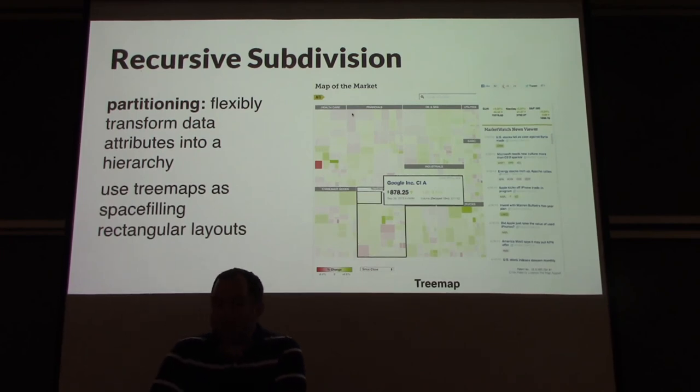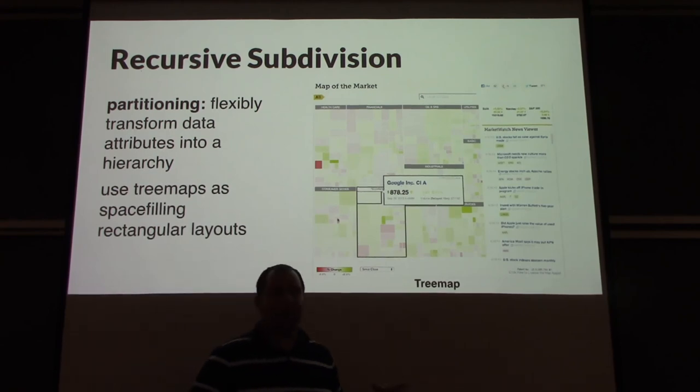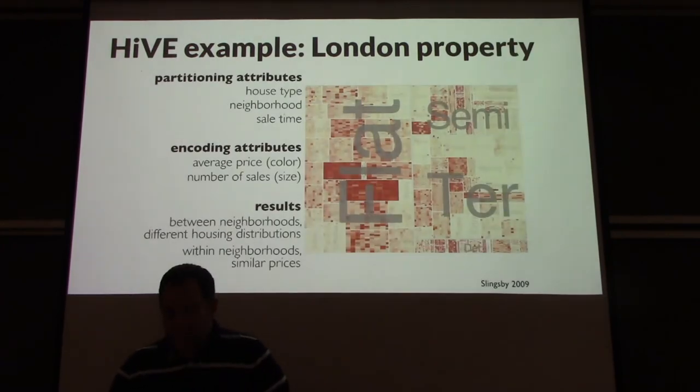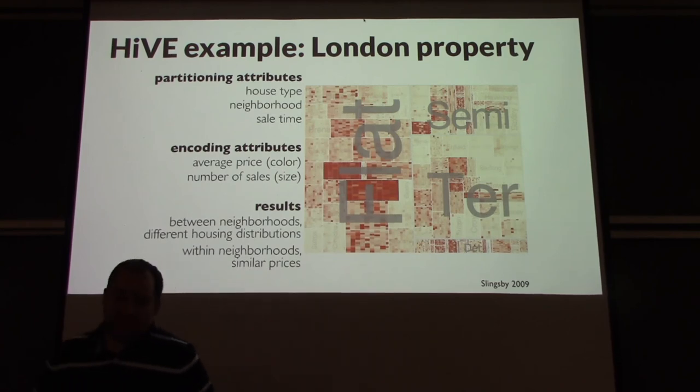Here, this is partitioned first by the map of the market. It's partitioned, this is a stock market, by sector. And so we see healthcare, financials, oil and gas, and so on. Then we see individual items, but we could envision nesting this deeper too. Here's a pretty intricate example, and I'll show you a video about this.